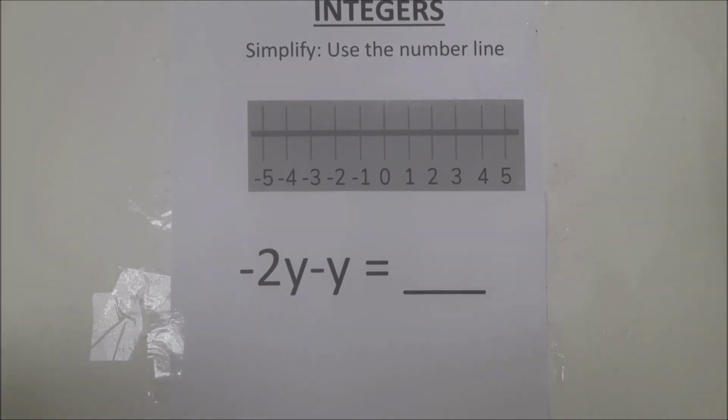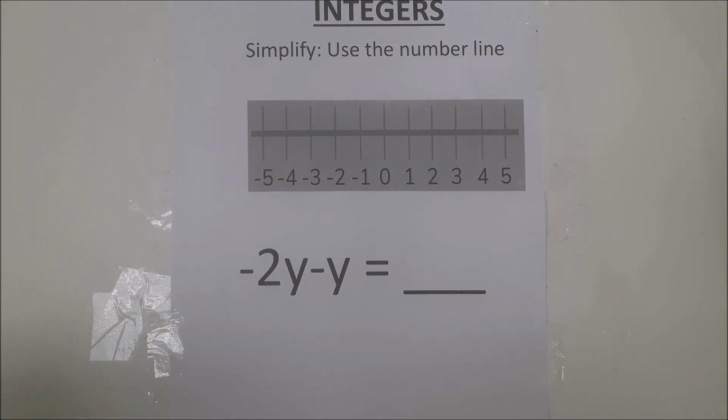Okay, read this one, Raphael. Negative 2y minus y. What is the variable? Y. What are the coefficients? Negative 2 and negative 1. So if you don't see a 1, if you see negative y, it means negative 1y. You don't have to put the 1 for any of the variables. You just put the variable by itself and it means 1. So the coefficients are negative 2 and negative 1.